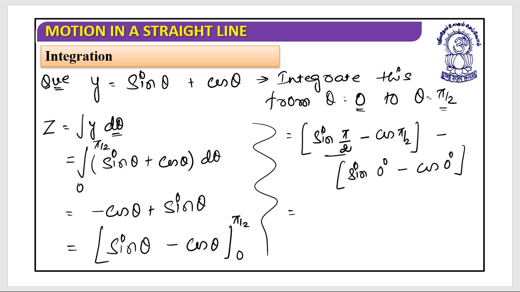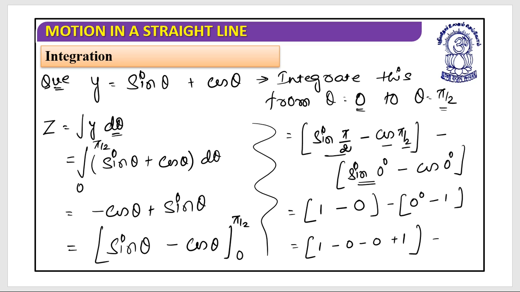So sine pi by 2 is sine 90 degree. What is it? Yes, sine 90 is 1. So this would be 1 minus cos pi by 2, which is cos 90 degree. What is it? Yes, it is 0. So cos 90 would be 0, minus sine 0 degree minus cos 0 degree, which is 1. So this should be 1 minus 0 minus 0 minus minus plus 1. The final answer should be 2.